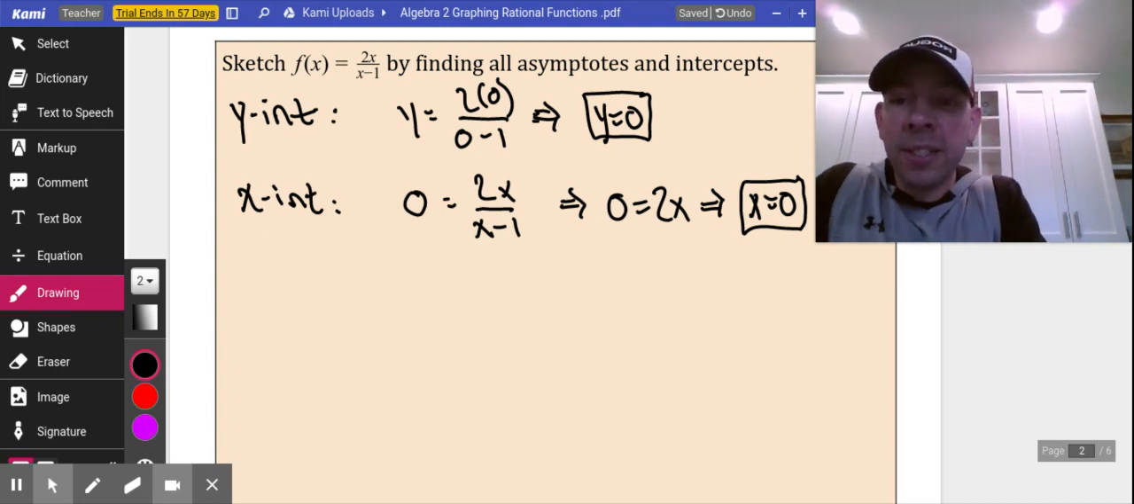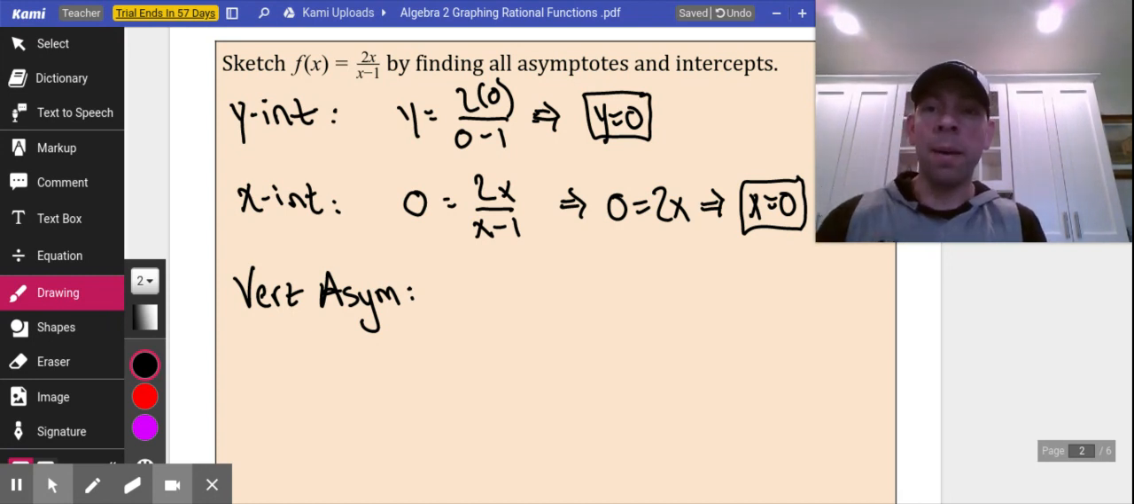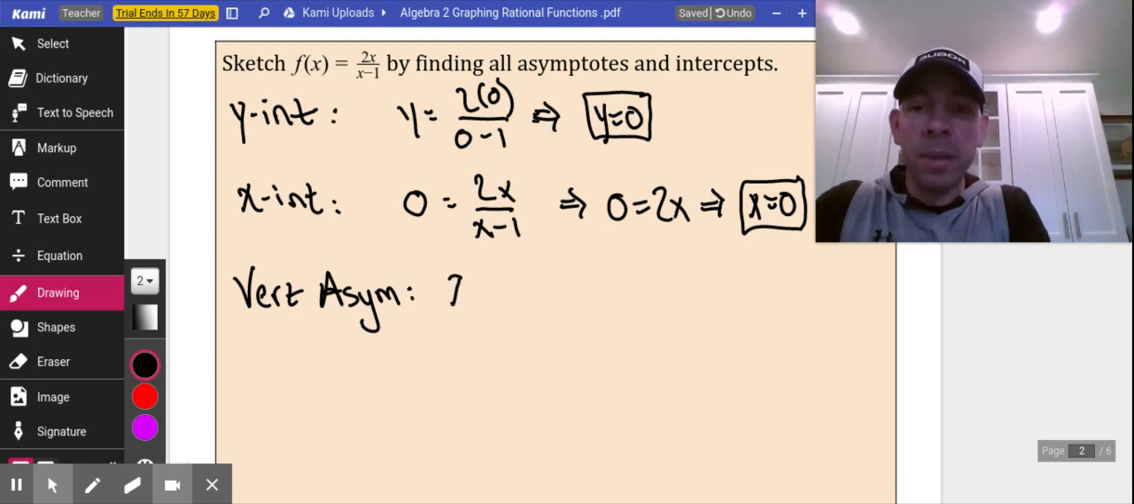Now, what comes next? Let's talk about vertical asymptotes. If you remember the process here, we want to make sure that the numerator and the denominator are already factored. We're going to make sure that there are no common factors, in other words, no holes. And then just identify the zeros of your denominator, which in this case is going to be x equals 1.